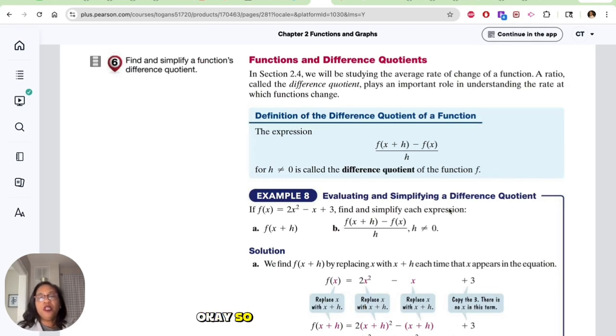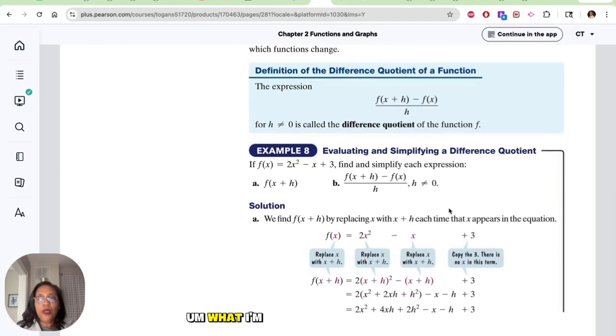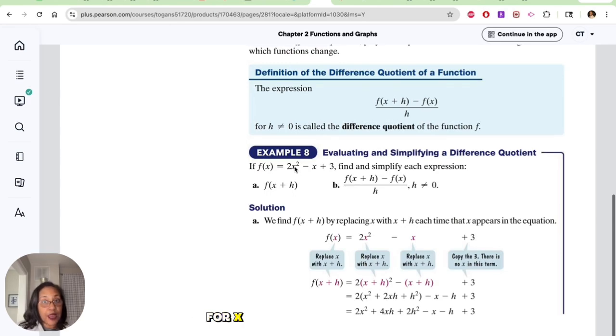Okay? So what I'm going to have you do is just take notes from this example. And remember to pay attention to the little bubbles here because they direct you into what you're actually doing when you are replacing every x with x plus h. So part A is just going to be replacing. You take x plus h and you plug it in for x everywhere you see x. And then part B is going to be the full difference quotient.